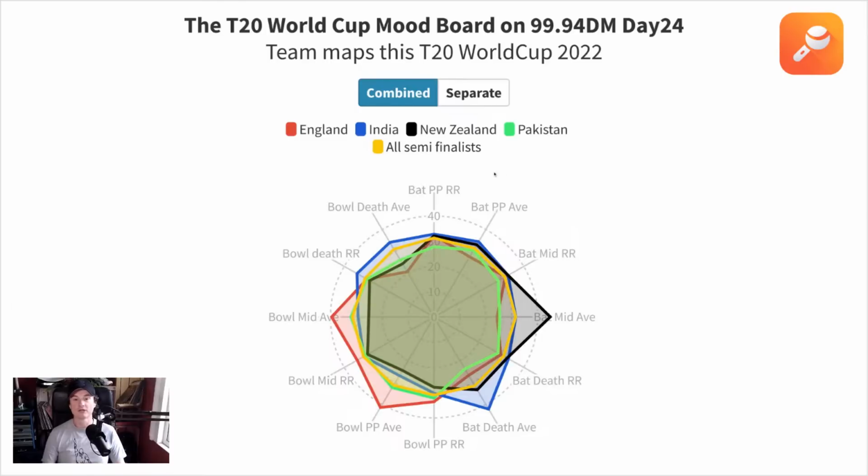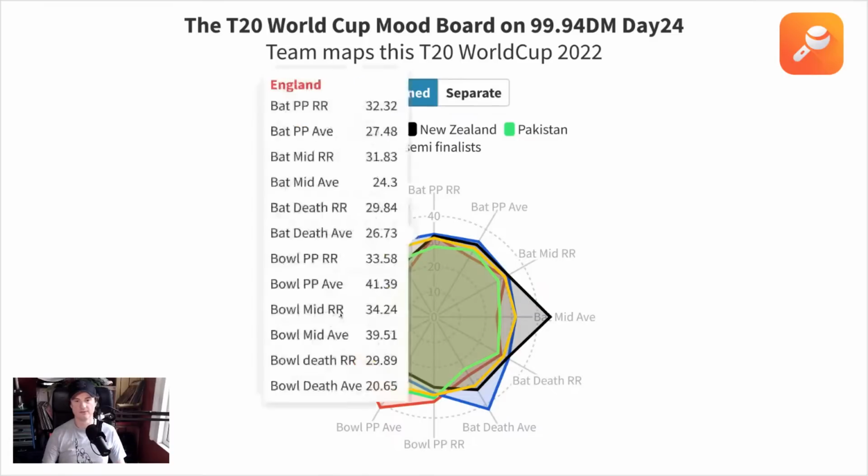If you have a look at the top, you've got the batting power play run rate rating. Then you've got the batting power play average rating. That goes all the way around, so all of our batting comes around to here, and we finish off with the batting death average rating. Then we have the bowling come all the way from the bottom one here, all the way around.